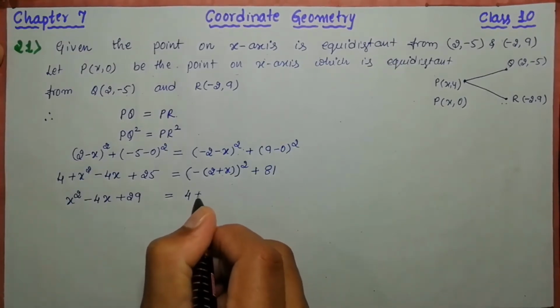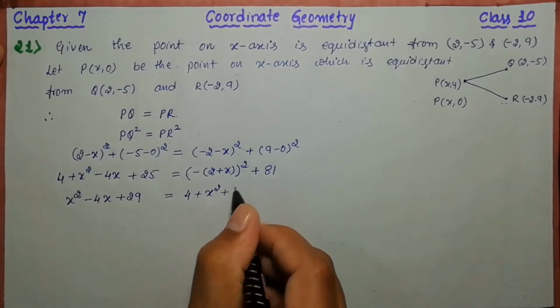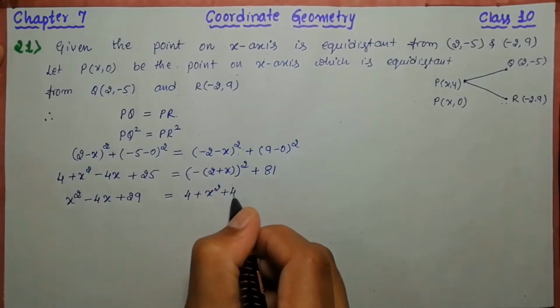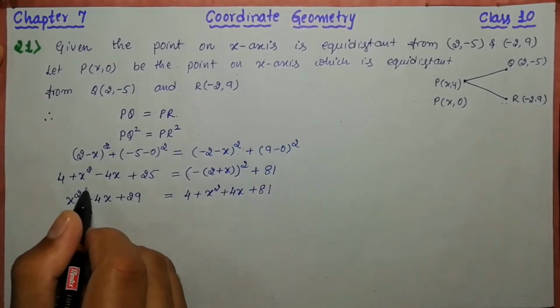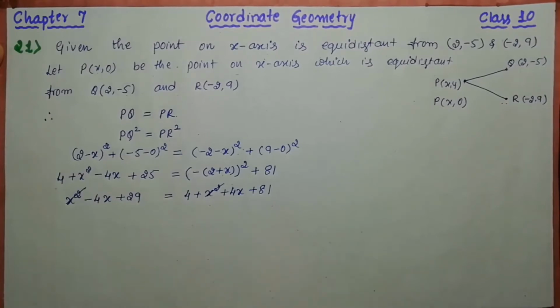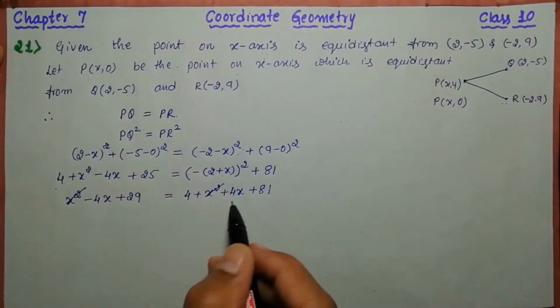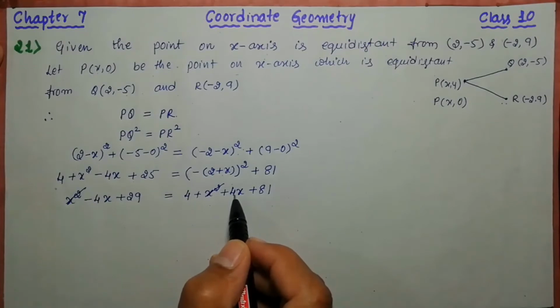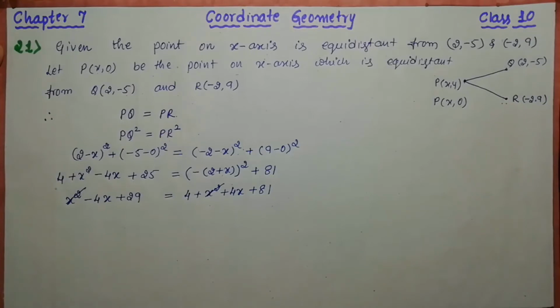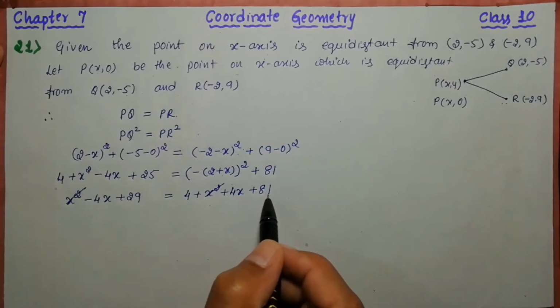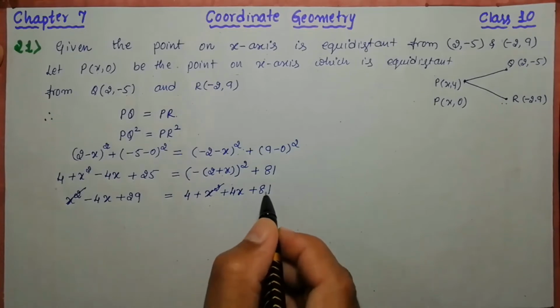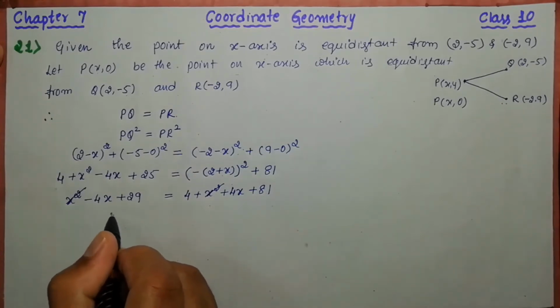2 square 4, and then x square, and then plus 2 into x means it will become 4x, and then plus 81. So now look at here, x square and x square will get cancelled. But here minus 4x plus 4x, it will not get cancelled, because the sign is different. So that's why now you need to separate the variable, means x towards one side and the remaining constant terms towards one side. So now I'm going to shift minus 4x towards the right side and 81 towards the left side. So now look at it, if you shift 81 towards the left side, it will become what?